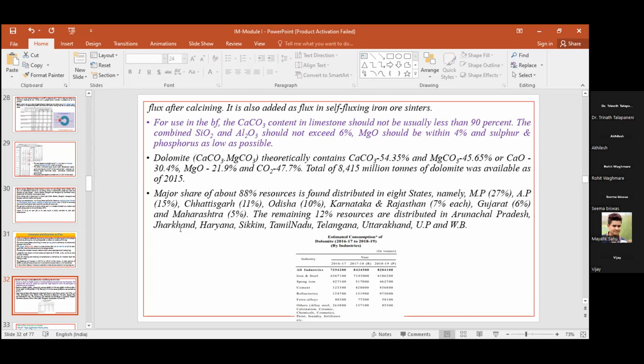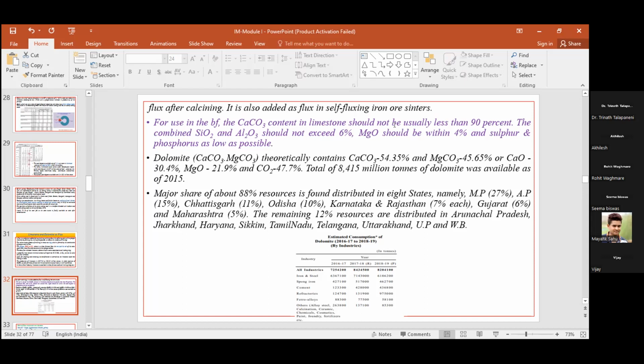For use in the blast furnace, the CaCO3 content in limestone should not usually be less than 90%. So a good flux should have a good quantity of limestone, that is CaCO3, at least 90%. The gangue content associated with it, Al2O3 and SiO2, should not exceed 6%, and MgO should be within 4%. Sulfur and phosphorus should be as low as possible.